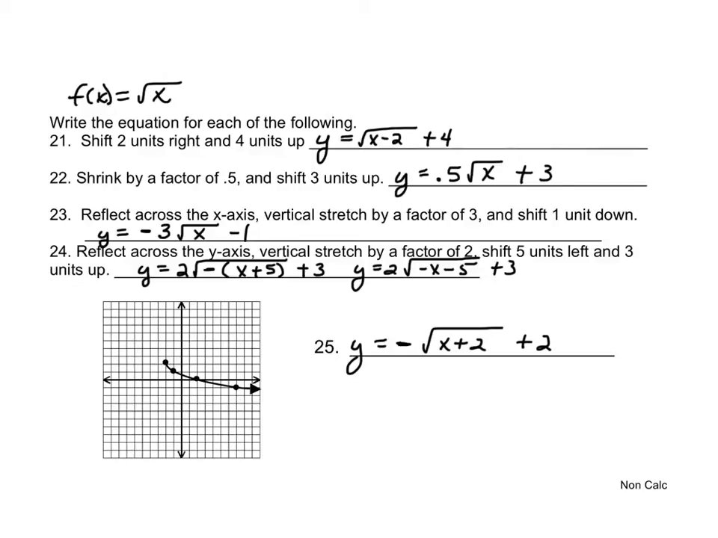Do I need to have any kind of a vertical stretch? Well, we go down 1 and over 1, down 2 and over 4. So it looks like there's no stretch to take into account. So we just have our negative in front to show the reflection.